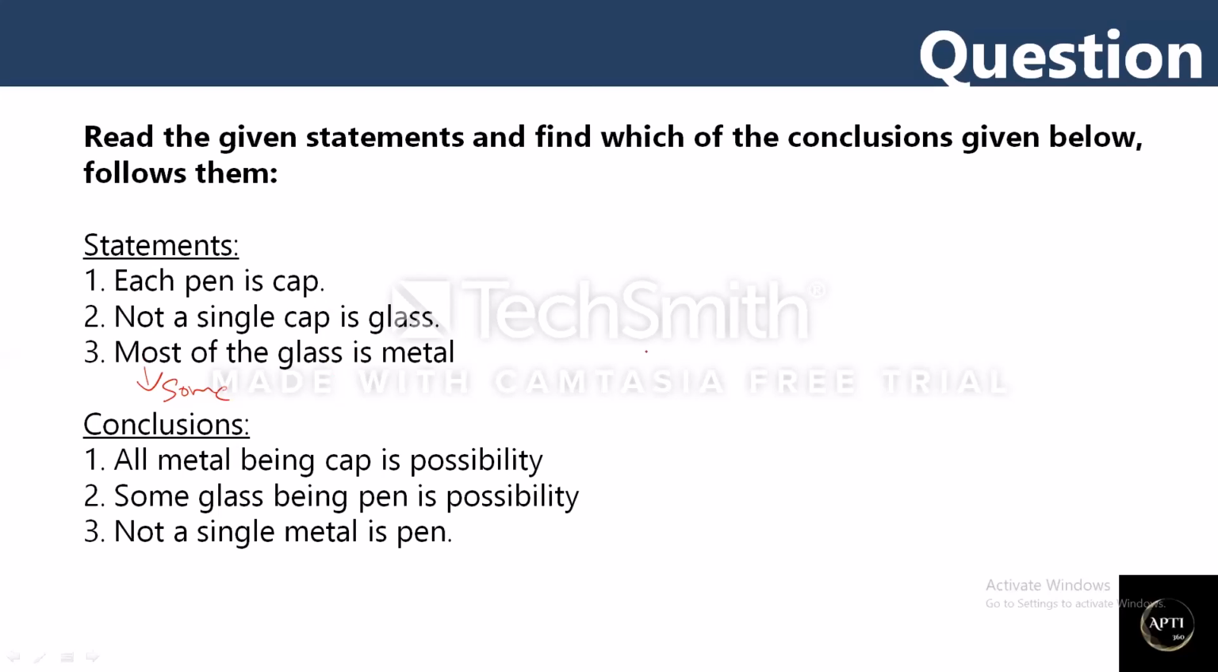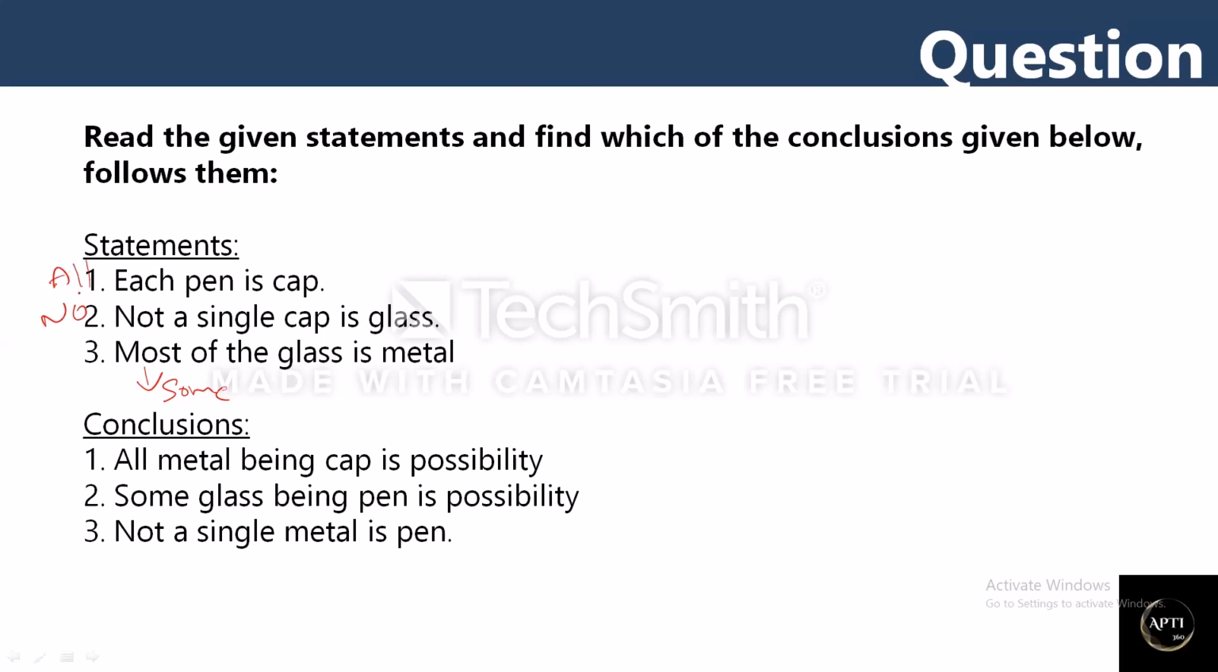Just by the English statement itself we can understand: not a single cap is glass means there should not be any connection between cap and glass. So not a single means no. No cap is glass. Now each, every, we can call it each and every one, right? So each, every means all. Each and every one means all, everyone. So here we can replace it with all.